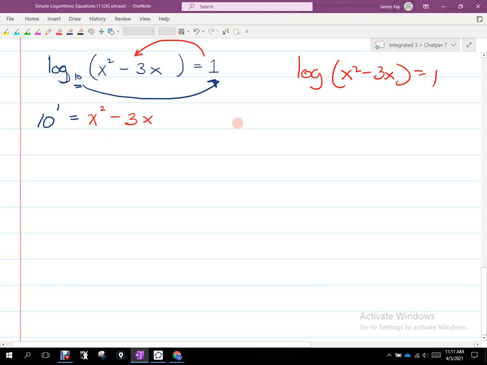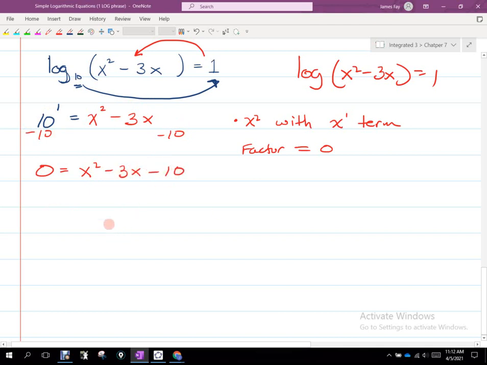Now this is when you have an x squared with an x to the first term. You need to factor, and that means get things equal to 0. I need one of these sides to become 0. My suggestion is this one's going to be easier if I make the 10 turn to 0, so subtract 10 over here, and we get 0 equals x squared minus 3x minus 10.